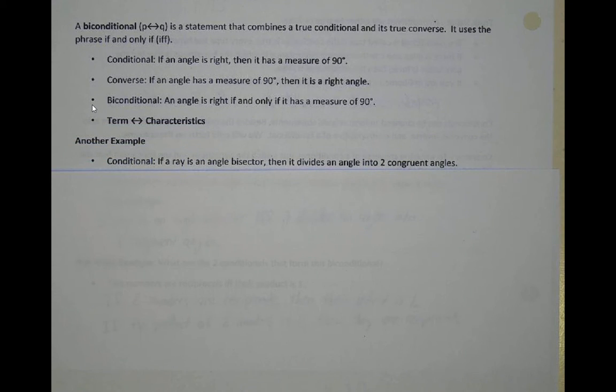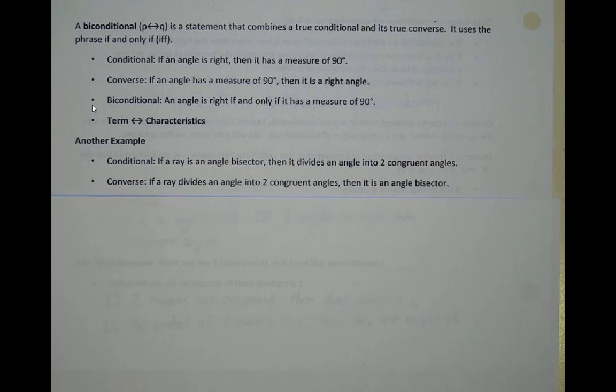If we look at another statement, the original conditional: if a ray is an angle bisector, then it will divide an angle into two congruent angles. That one's a little bit more complicated, because you do need to remember what an angle bisector is, but just remember that a ray is going to go right down the middle of a big angle, and it does create two congruent angles, or two angles that have the same measure. If we look at the converse, if a ray divides an angle into two congruent angles, then it is an angle bisector. It's saying the same thing, but in the reverse order.